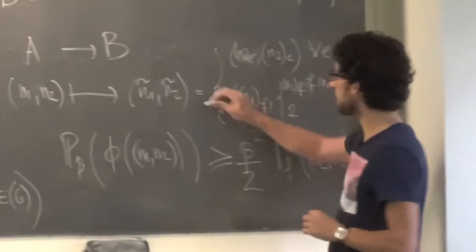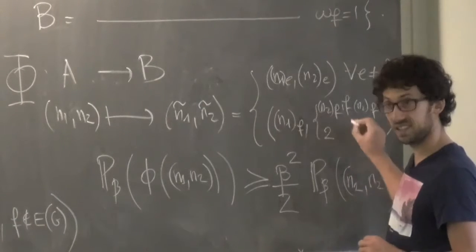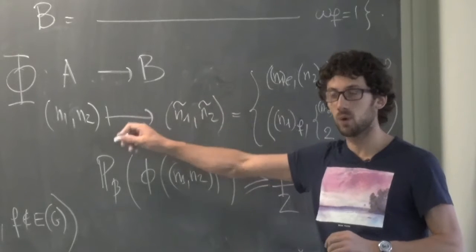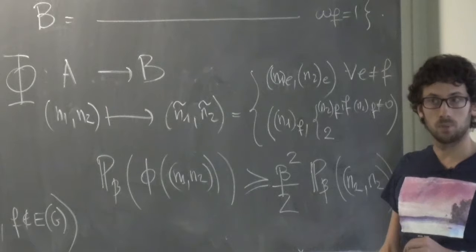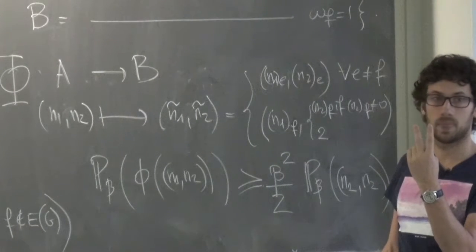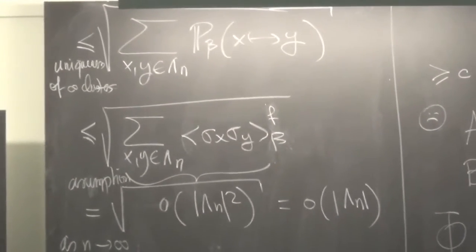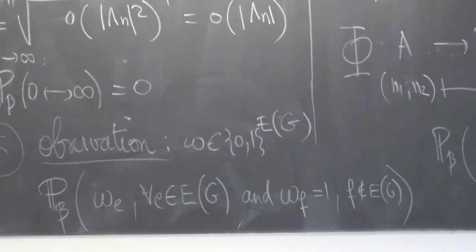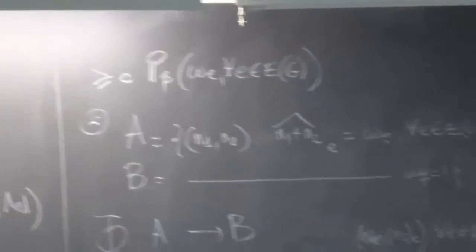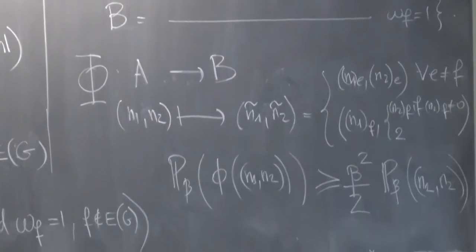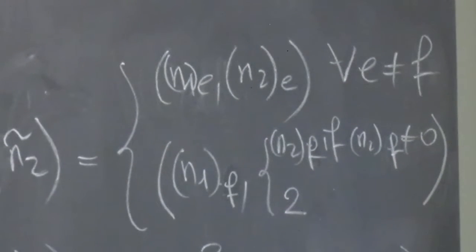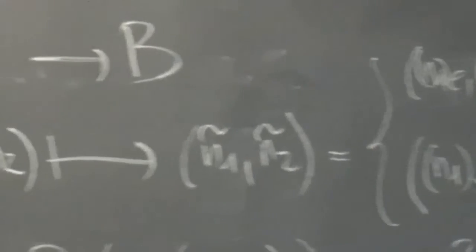For instance, if you take a pair of currents in B such that exactly n2 tilde of F is 2, then you don't know whether it comes from itself or it comes from the current with zero sources, with n2 of F equals 0. But you have only 2 preimages possible. Okay? So when you sum over everybody, if I look at the probability of A, but I look at twice this probability, then this is going to be smaller than the sum over n1, n2 in A of the probability of phi of n1, n2.